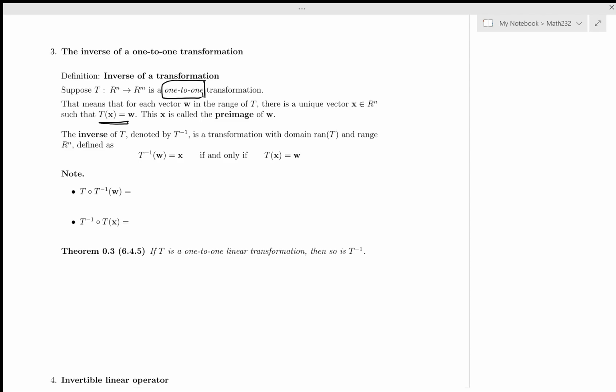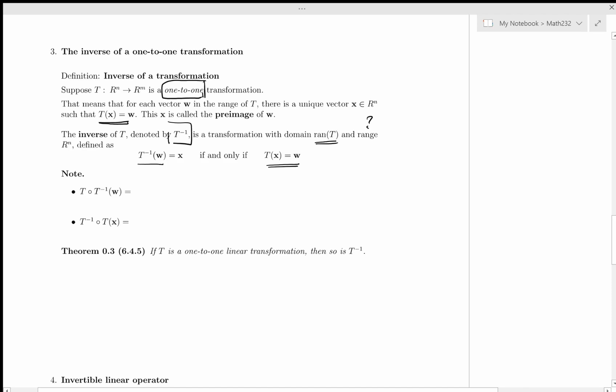So then if we have that case there, the inverse, which we're going to denote in the usual way of denoting an inverse, is a transformation with the range of T, and let's just say range R^n. Let me just put a little slight question mark there. I'm coming back to that. So what it means is that if we take the inverse transform of w, we get back to x, if and only if T of x is w.